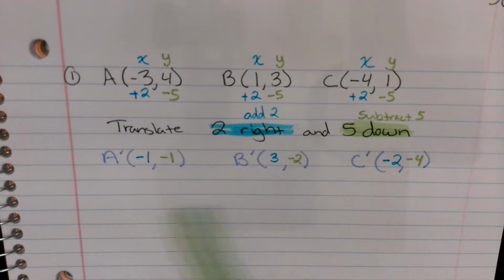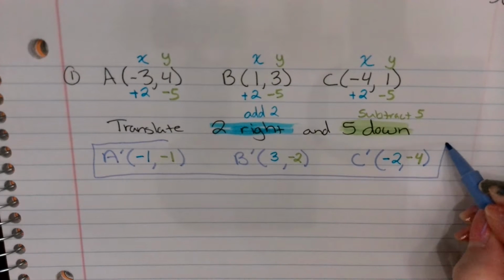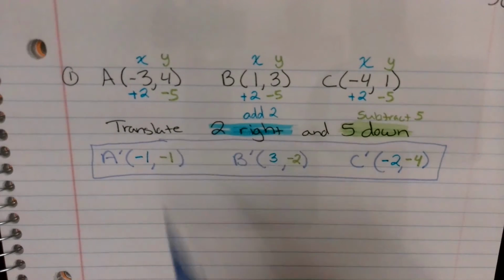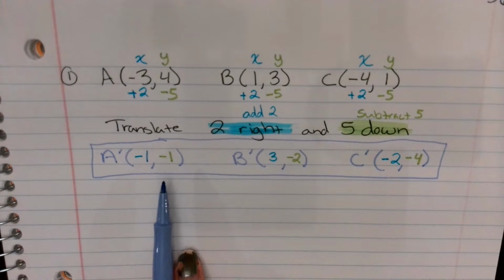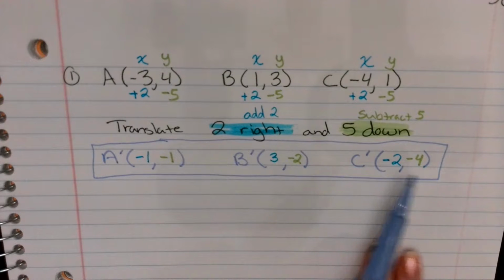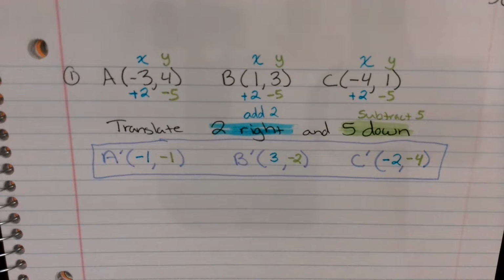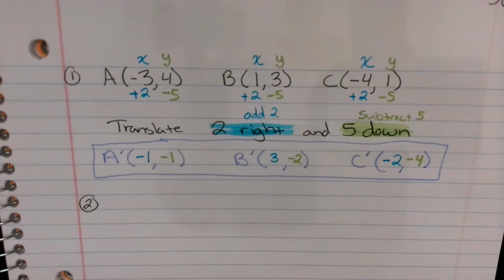And then I'm done. These are my new points. After translating 2 to the right and 5 down, I now have A prime at negative 1, negative 1. B prime is at 3, negative 2. C prime is at negative 2, negative 4. It's that simple. Real quick, real easy. Okay, let's try another one.